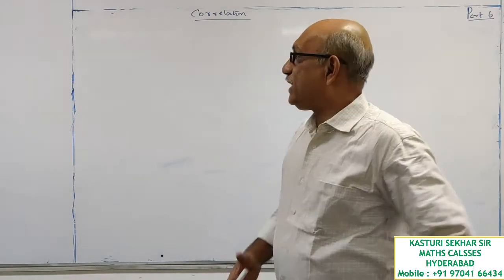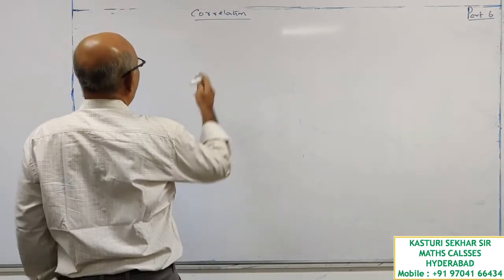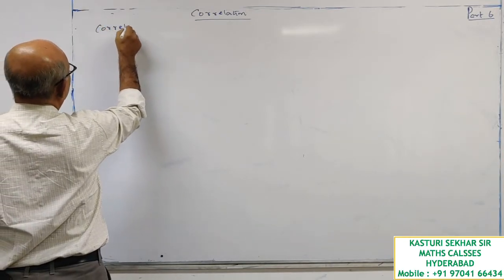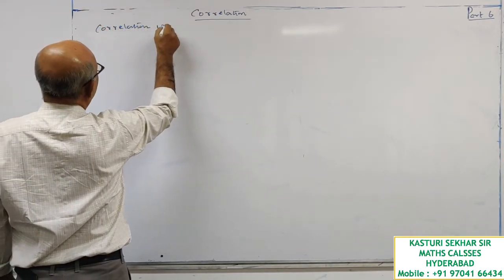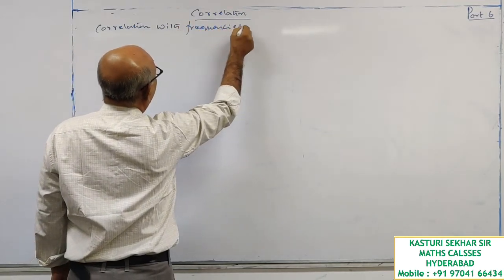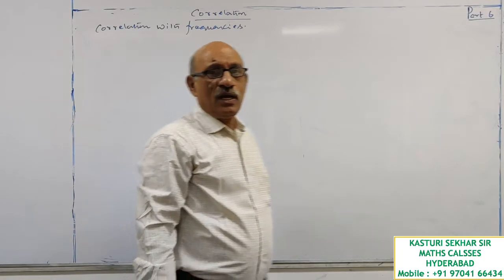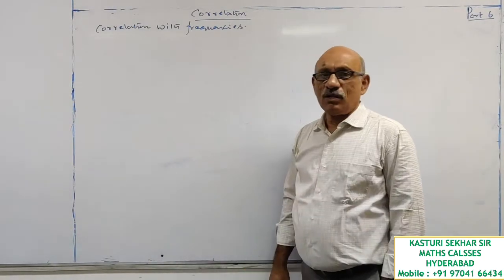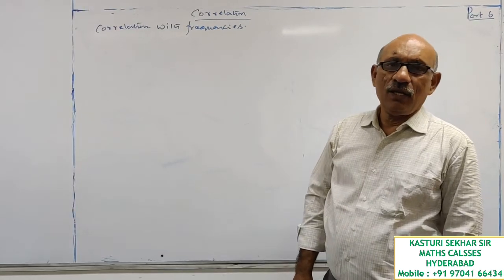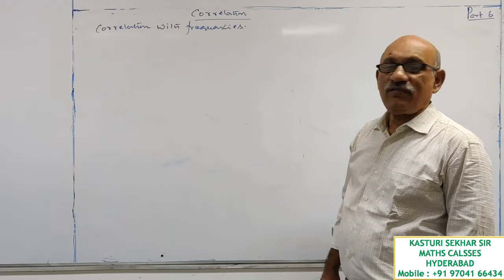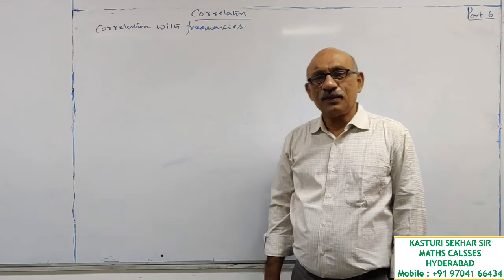Let us see bivariate frequency distribution. That is, I am considering correlation with the frequencies. In the previous discussion, we solved some problems based on correlation without a frequency. So let us consider when frequencies are given, how can we prepare a frequency distribution table.